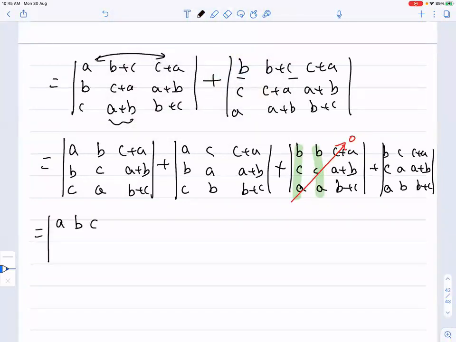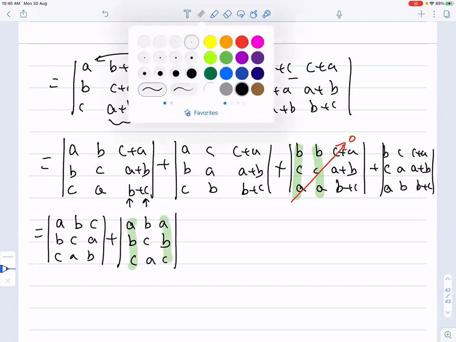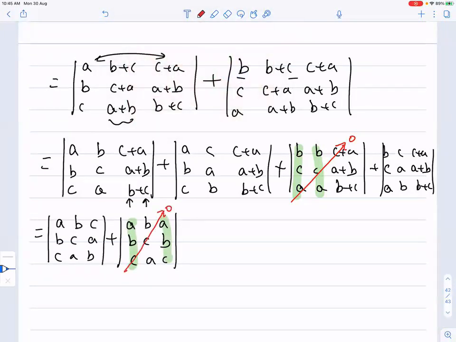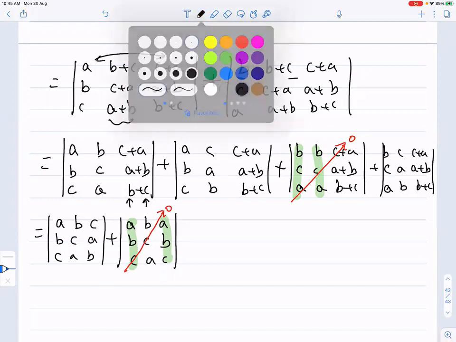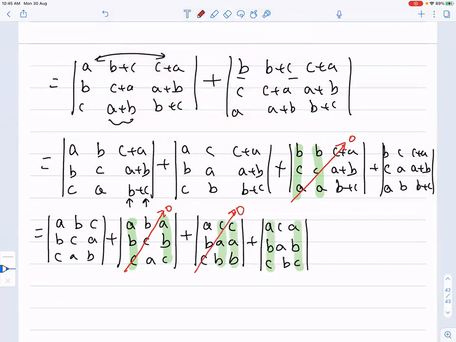The first one will be a, b, c; b, c, a; c, a, b plus a, b, a; b, c, b; c, a, c. In this, these two are the same. So what is the value of the determinant, students? 0. Next one I will split: a, c, c; b, a, a; c, b, b plus a, c, a; b, a, b; c, b, c. In this, these two are the same, and in this, these two are the same. So what will happen to the determinant, students? 0, 0.